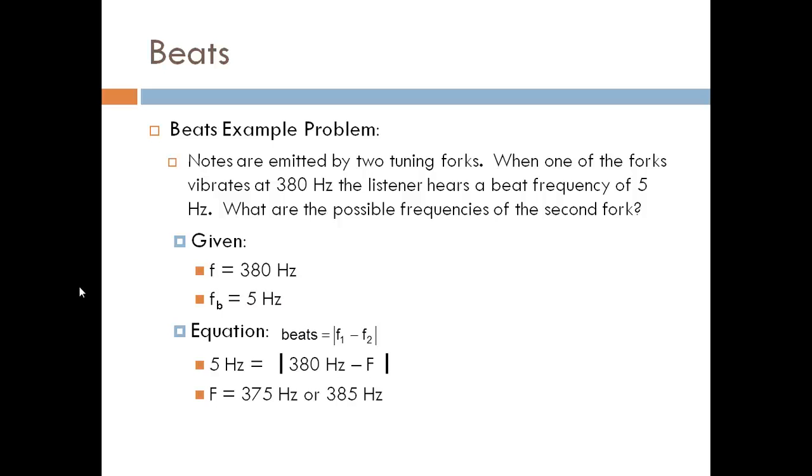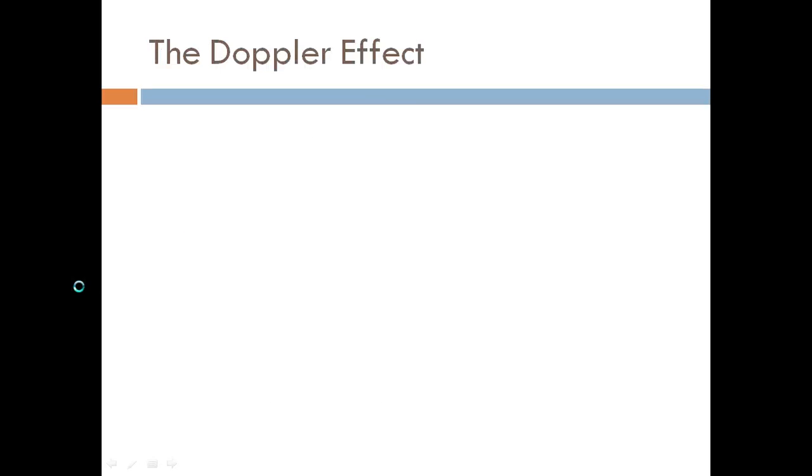So they might say something like the beats increase when one of the tuning fork frequencies increases. So you would figure out that the original tuning fork must have been less than the second one. They'll give you some little hint like that to help you figure out which one they want, or they might ask for both. It just depends on the question.